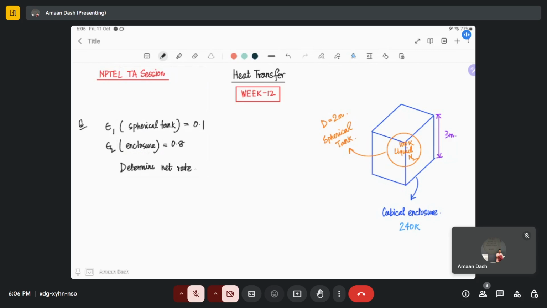And this is maintained at a temperature of 100 Kelvin, and this is kept in an evacuated cubic enclosure. So this is the cubic enclosure, and the sides of this cubic enclosure are 3 meter long. These are all 3 meters long.